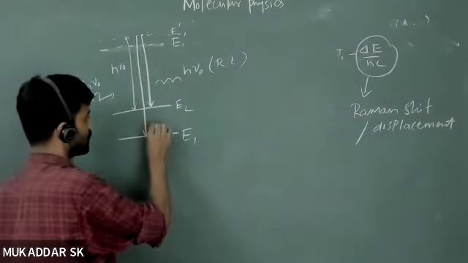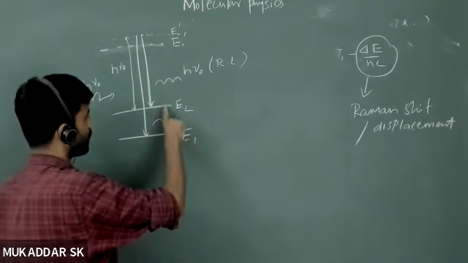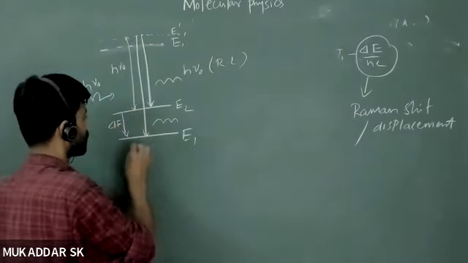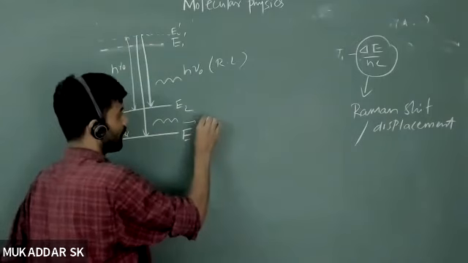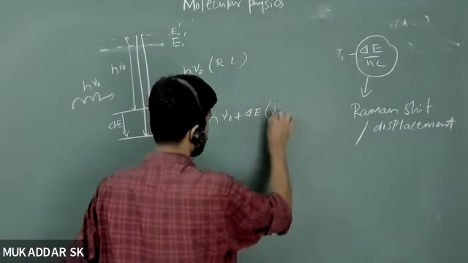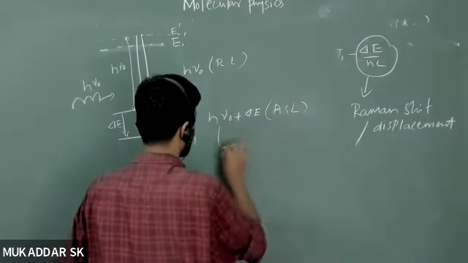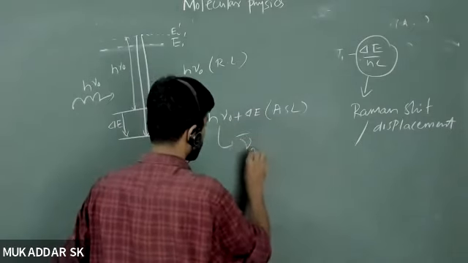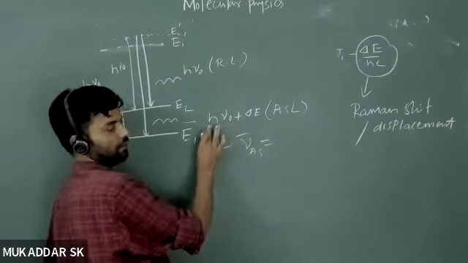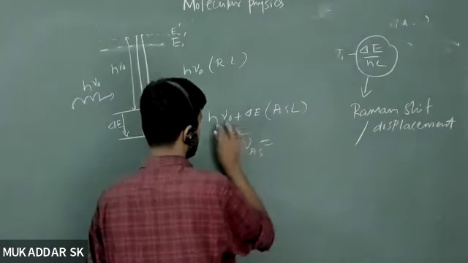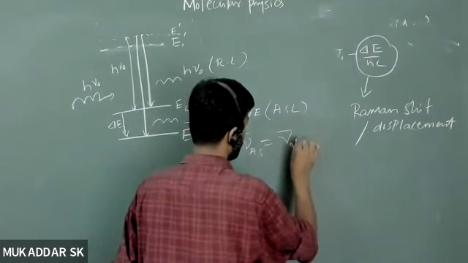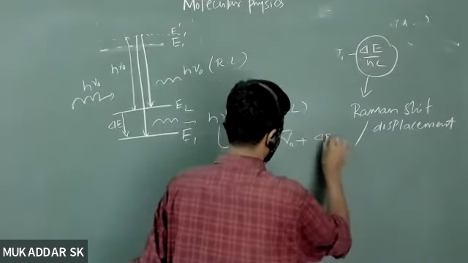This time it will have a larger energy. How much will that be? Since this gap I have already considered, this gap is actually your delta E, right? So in that scenario, your energy will be h nu 0 plus delta E, and that is basically known as anti-Stokes. Its wave number will be: this is your energy, if you divide this energy by hc, you will get the wave number, right? So h will cancel, nu 0 by c gives you nu 0 bar, plus delta E by hc.